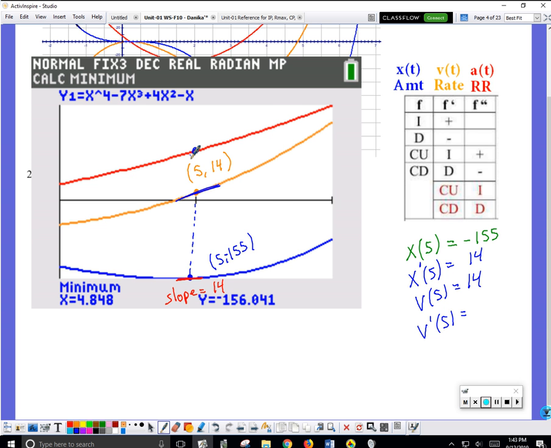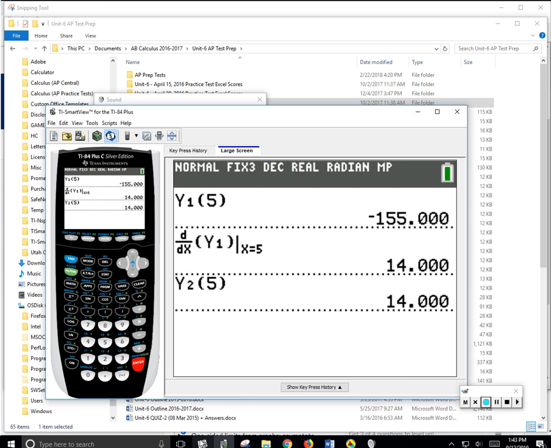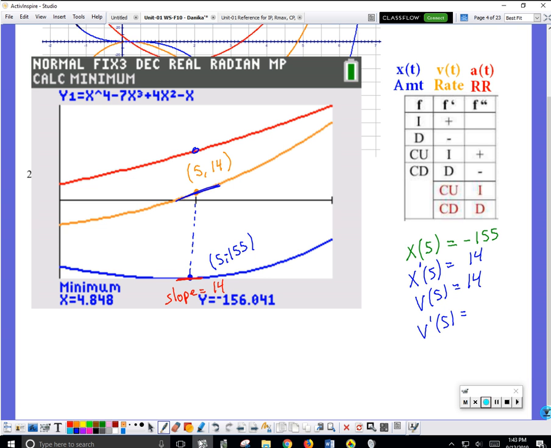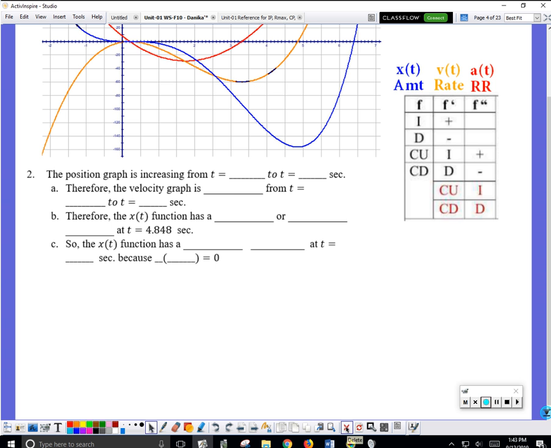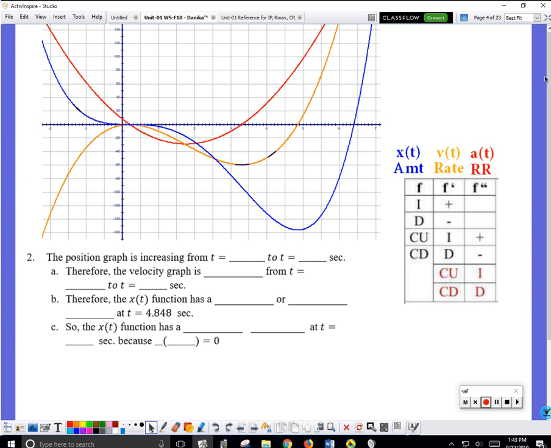Awesome. So back to here. So can I clear this? Okay, so back to this. So you know the position graph is increasing. Got to rewrite it. Hold on. From time equal about 4.8 to time 7. Therefore, the velocity graph is positive over that time.